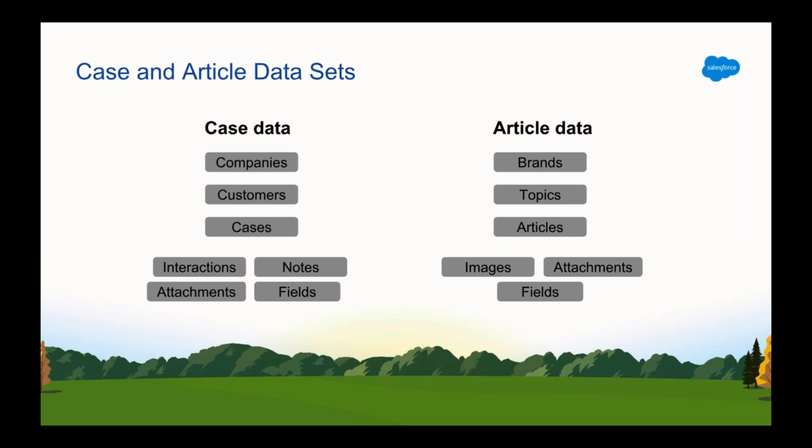And then on the right is the article data, sometimes called knowledge base or KB data, but that encompasses everything in your content management. So that would be brands, if you have those in Desk, topics, and articles, and then within those articles are images, custom fields. We don't have custom fields, but attachments and links and so on. So when I talk about case or article data, I don't necessarily mean just cases and articles, but everything that goes along with it.